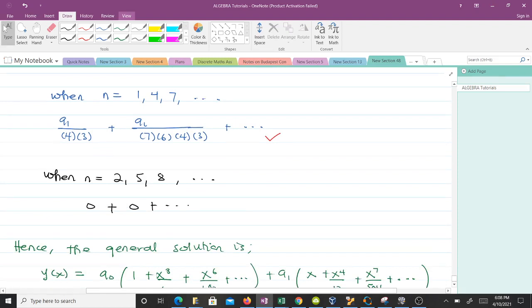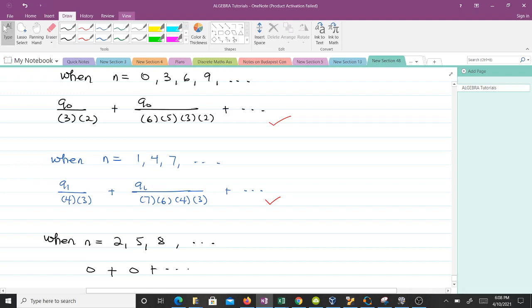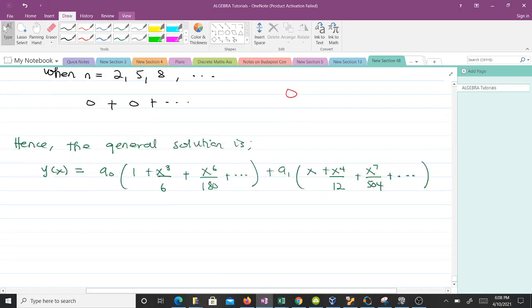So by the principle of superposition, when we look at what we had here, and for the last condition, we will have the general solution y of x equal to a0 times 1 plus x cubed over 6 plus x6 over 180, then plus a1 multiplying x plus x4 over 12 plus x7 over 4 going. So this happens to be the general solution.